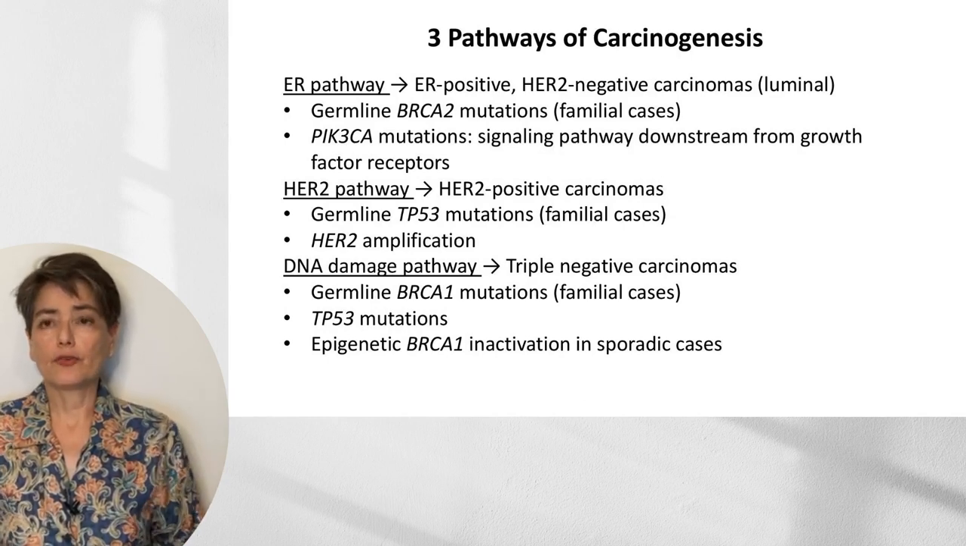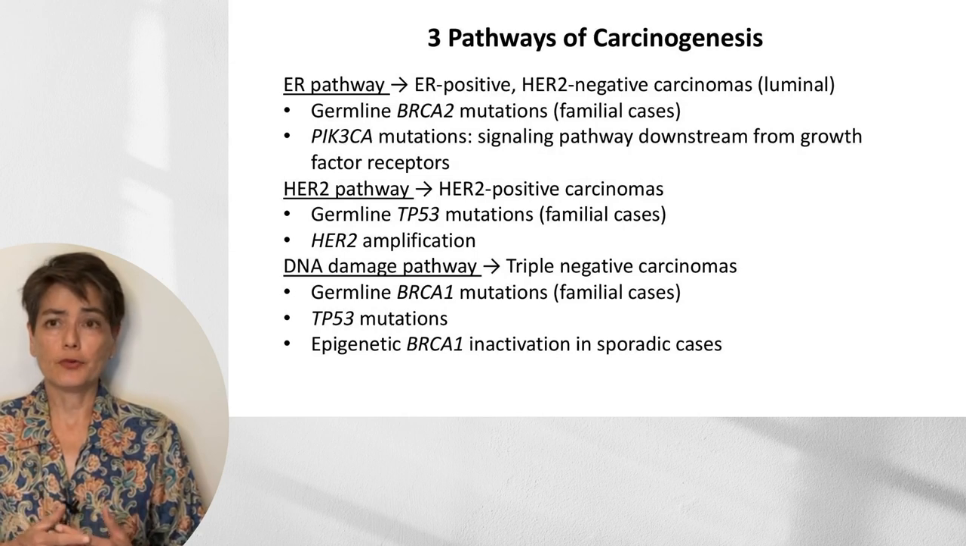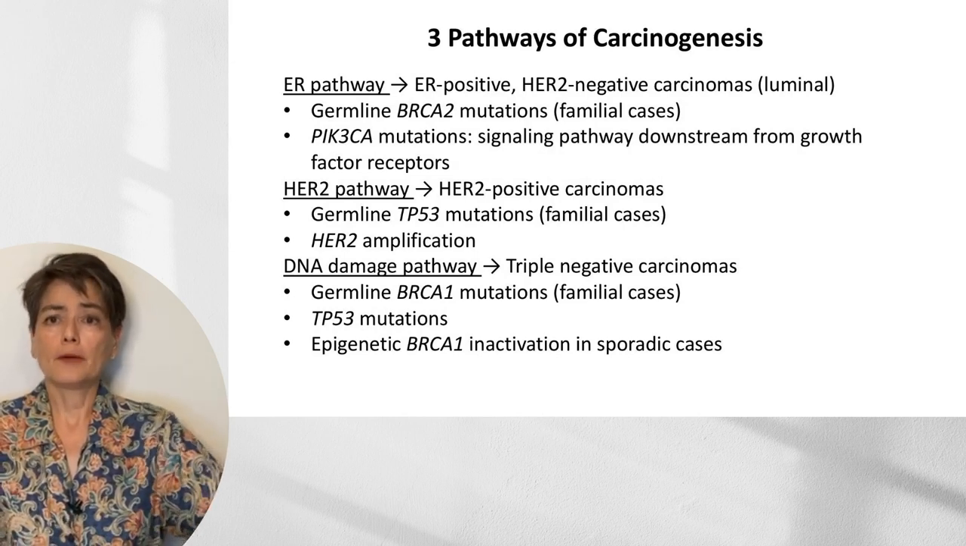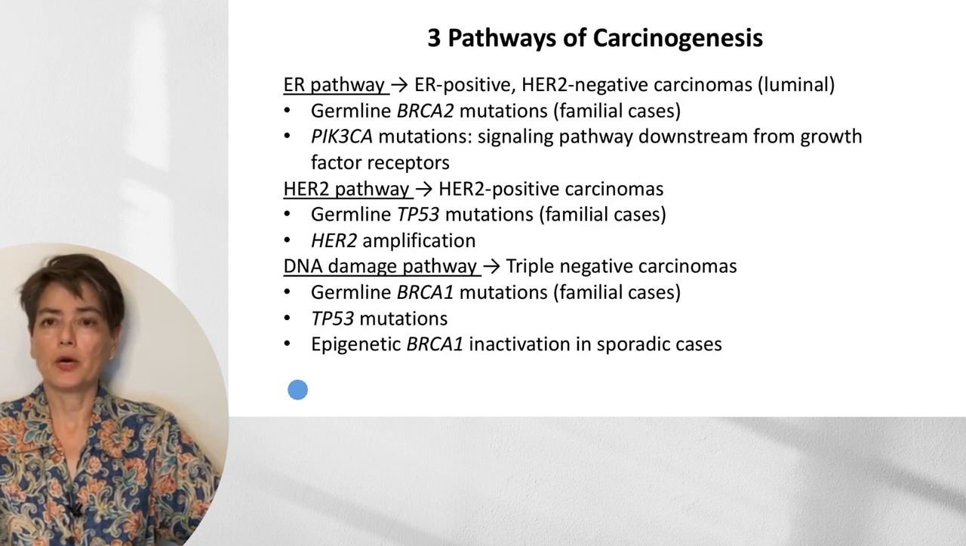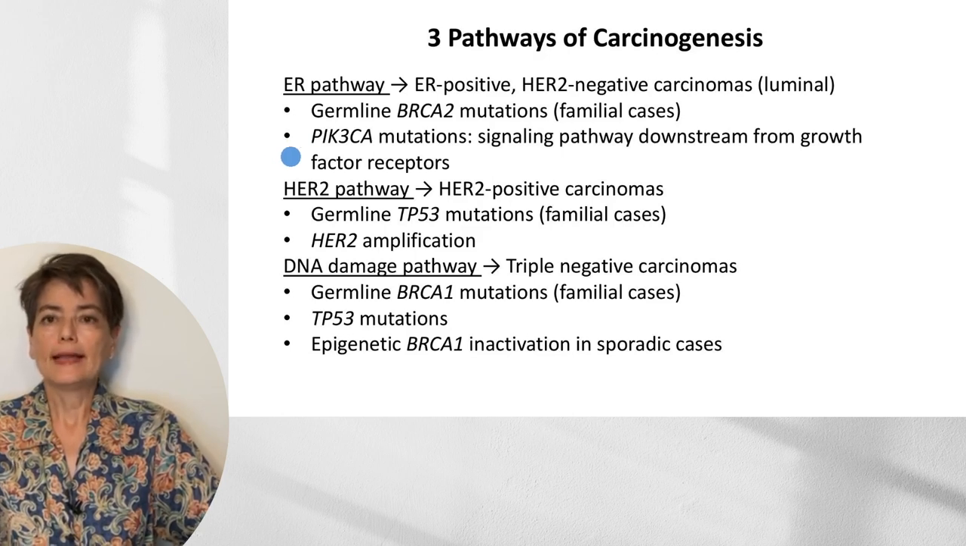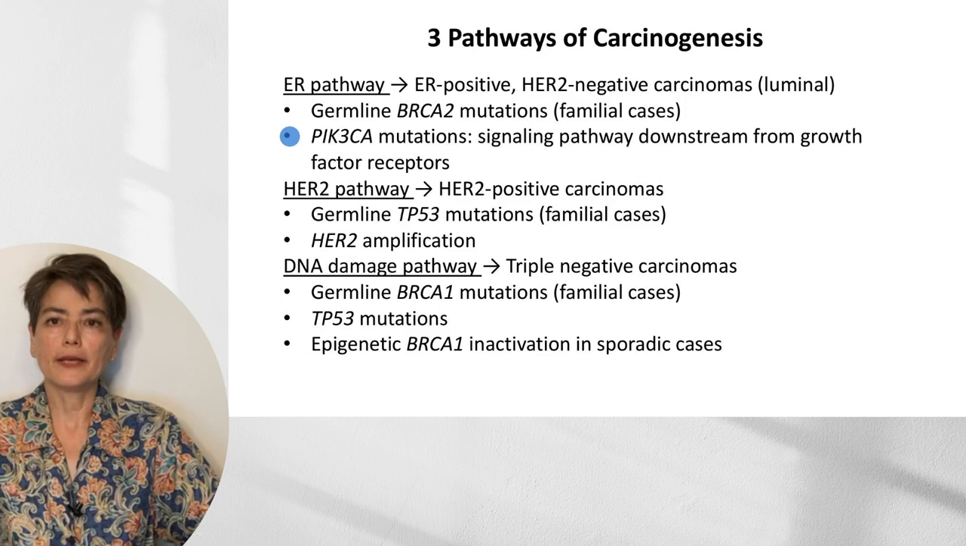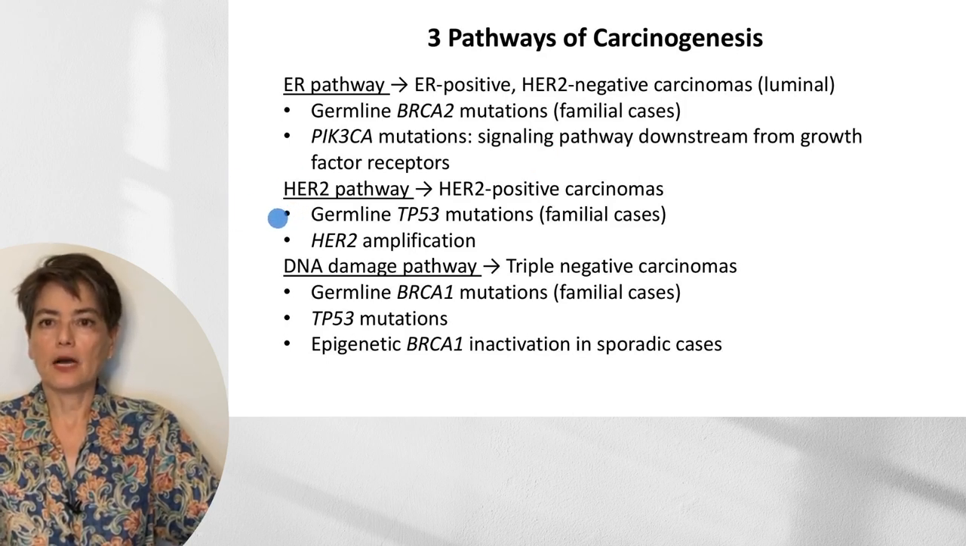So we have these three different biologic categories with different characteristics. We have three pathways of carcinogenesis. So I'm going to go through these here, and then I'm going to show you a figure. So for our ER pathway, this will be for our luminal carcinoma, so ER positive, HER2 negative. And what we will tend to see here will be either a germline BRCA2 mutation in our familial cases, or we'll get PIK3CA mutations. Now remember, PIK3CA, this was discussed in the neoplasia chapter, is a signaling pathway downstream from growth factor receptors. In our HER2, again, we'll see that we can get a germline TP53 mutation in our familial cases, or amplification, as I showed you in that earlier image, of HER2.